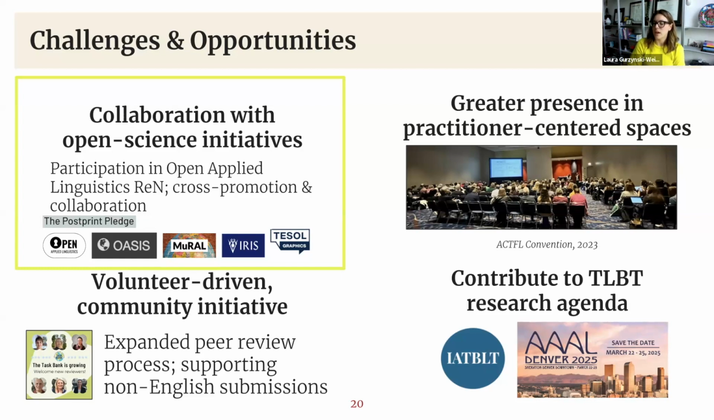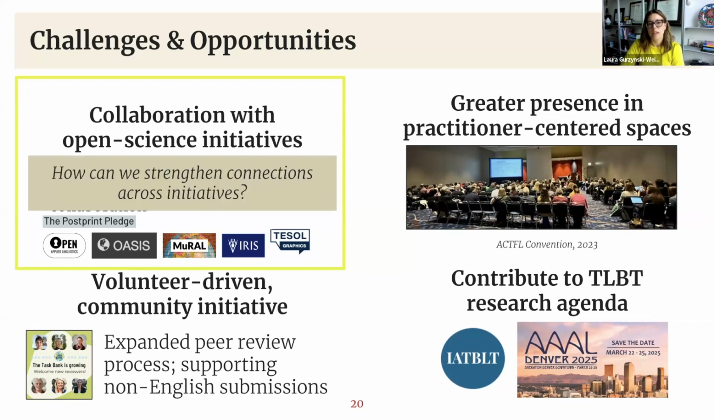How is it not only on the task bank, but then link back to IRIS, for example, and we'll do the same as well. Whenever somebody submits a task that says it has been published in a peer review venue, but it has not yet been submitted to IRIS, we can alert IRIS and let them know as well to make sure that we're all sharing the materials that could be cross-linked as much as possible. The question here, of course, is how can we keep strengthening the connections across initiatives? How can we do our own research on our websites and who's using this and better serve anyone that's being missed at the moment? We're also striving to have a greater presence in practitioner-centered spaces.